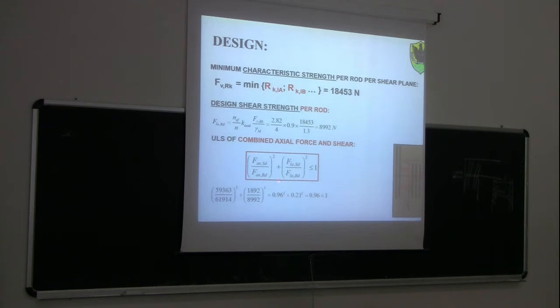Since we are using a quadratic interaction criterion, as you can see, 0.96 squared plus 0.21 squared is about 0.96. So it's not a huge difference, because when you square, of course, this becomes much less. So in the end, the verification is satisfied.